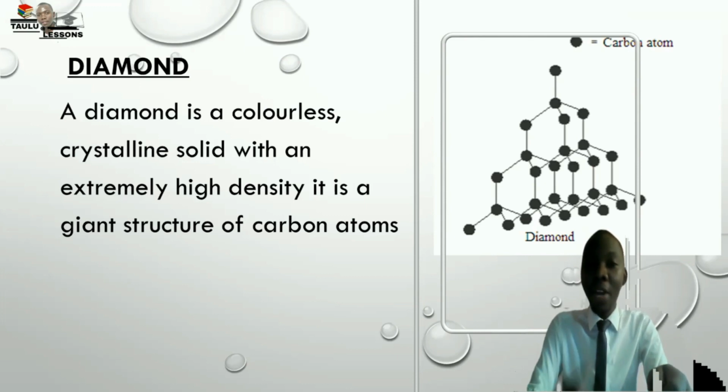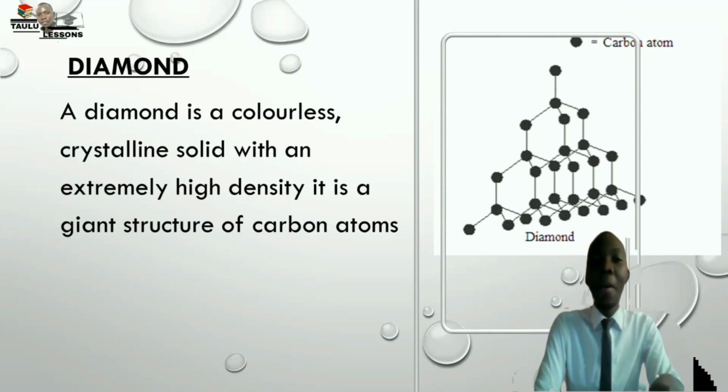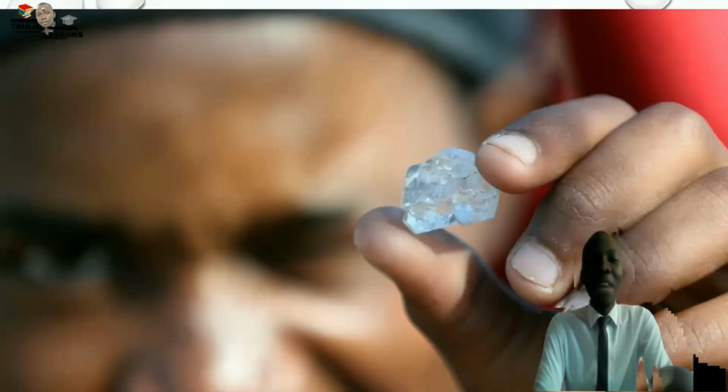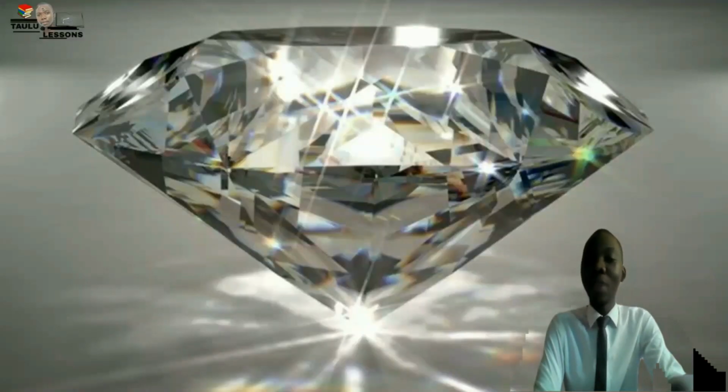Now remember, allotropes must be in the same physical state. Graphite is a solid, diamond is also a solid. But the difference, we have noted it, a diamond is a colorless substance. Now, diamonds are something that you all know. I'm sure at some point you have seen a diamond before. In case you have not, it's right there on your screen. Those are the shiny crystals we are talking about. That is what a diamond is.